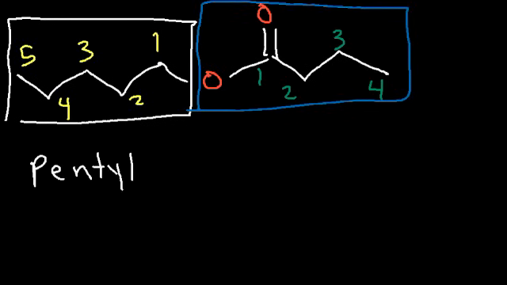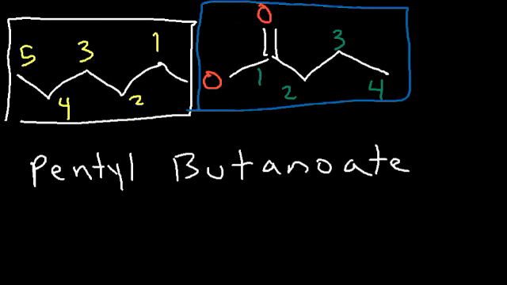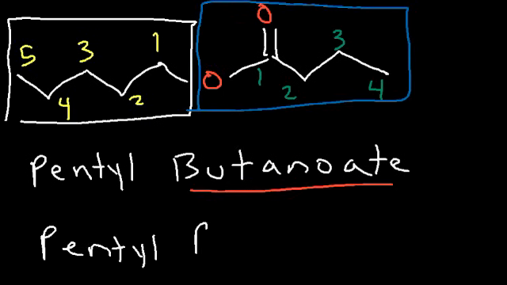And on the right, we have 4 carbons, and that has the 2 oxygen atoms, so it's going to have the OATE. So instead of saying butane, we're going to say butanoate. Now, if you want to write the common name from the IUPAC name, if you see butanoate, you can replace it with butyrate. So this is pentyl butyrate. Now, how about this one?